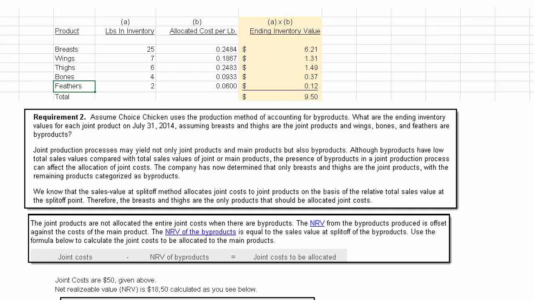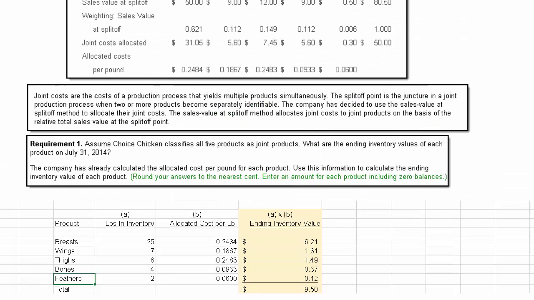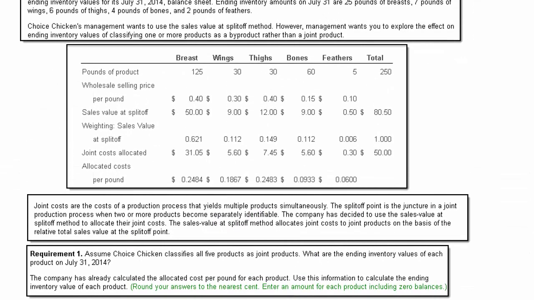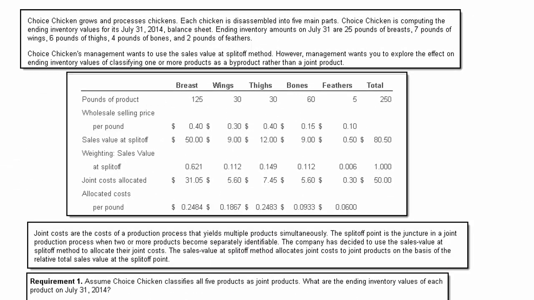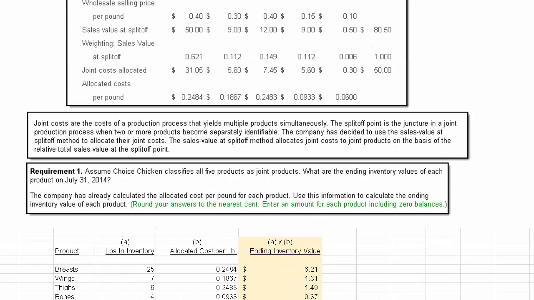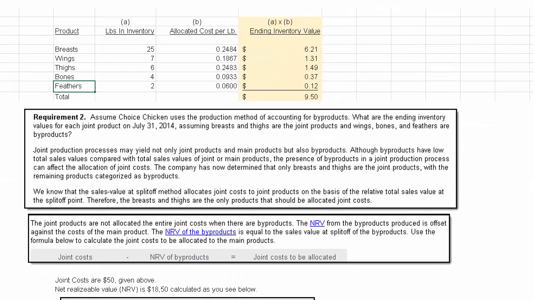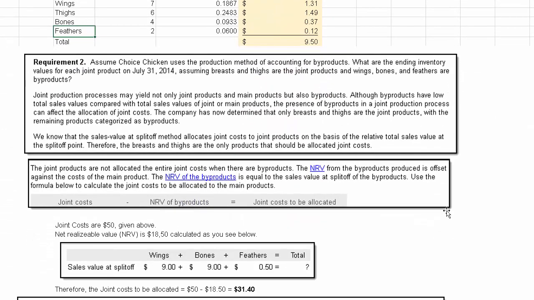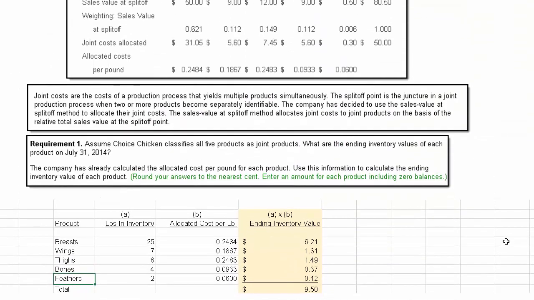All right, well, the joint costs are $50 given above. Where did we come up with that? Right here. The joint cost allocated was the $50, so it came from right here. Slide back down here. And the net realizable value would be the sales value at the split-off, which we calculated as 9 for wings, bones, and feathers. Now, how do we come up with that?